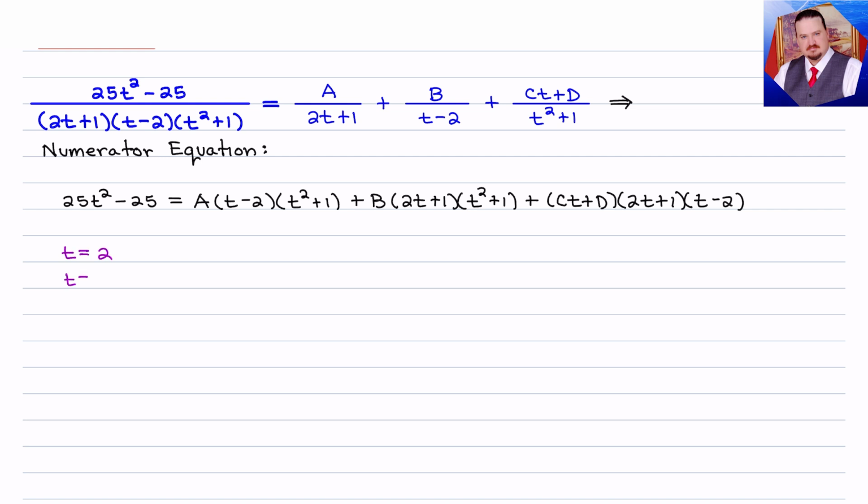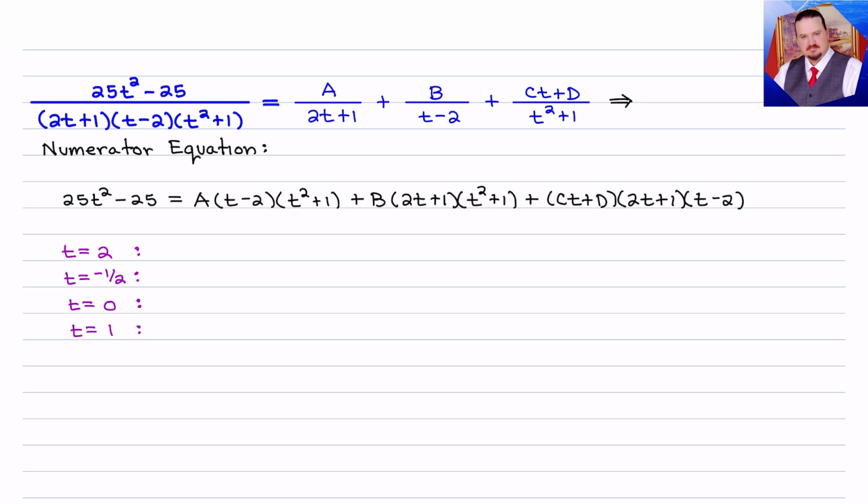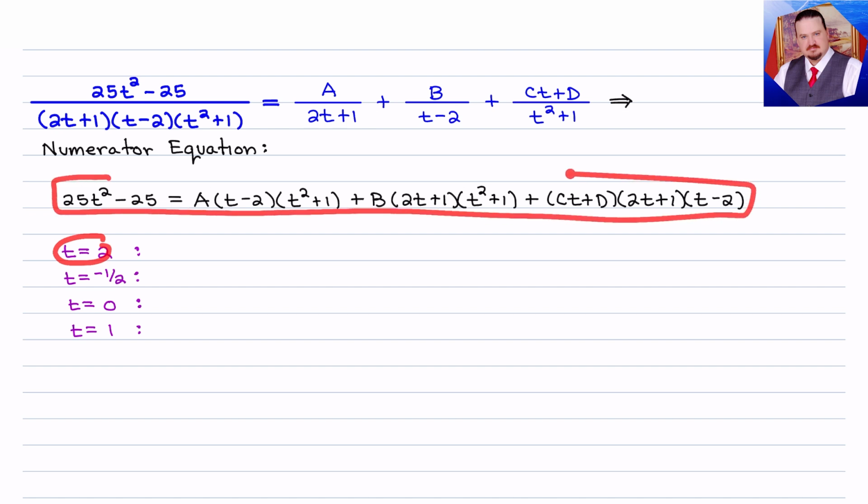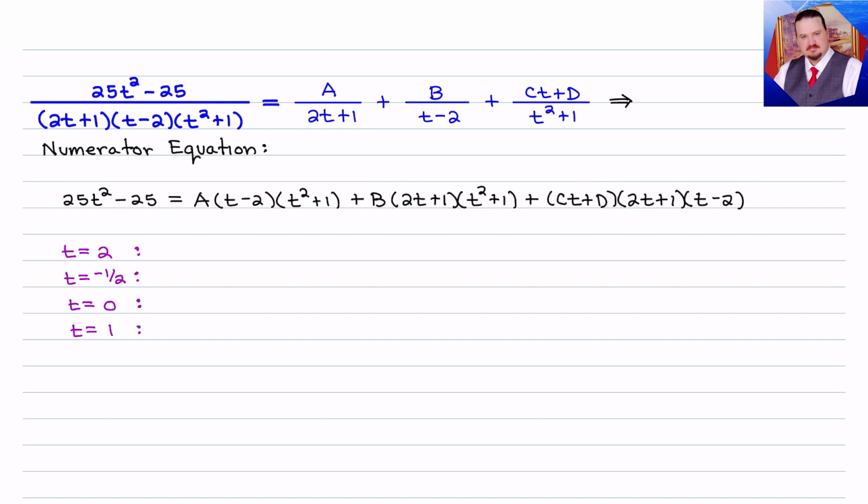And then, of course, we have 4 coefficients to determine, so we need 4 values to plug in with this technique. So let's just do some nice ones, 0, and let's say 1. These are the ones that will produce a result much more quickly, as you'll see. Now evaluating this entire equation at 2, we get 2 squared is 4, 4 times 25 is 100, 100 minus 25 is 75.